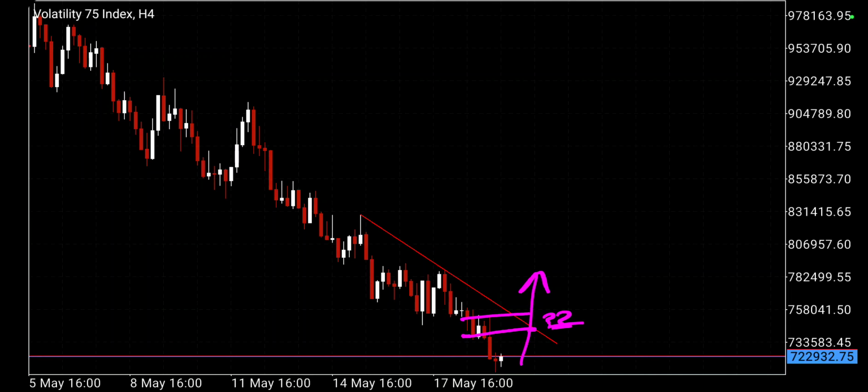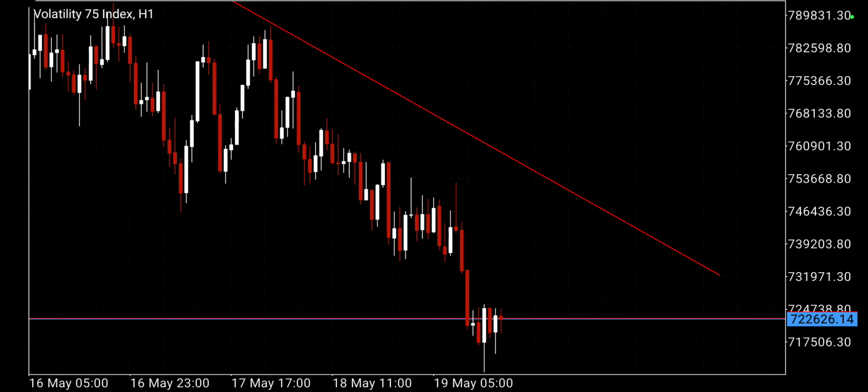Try and find entries for as long as the price doesn't go below these pin bars, then we are fine. Let's do one more. Maybe let's do H1.